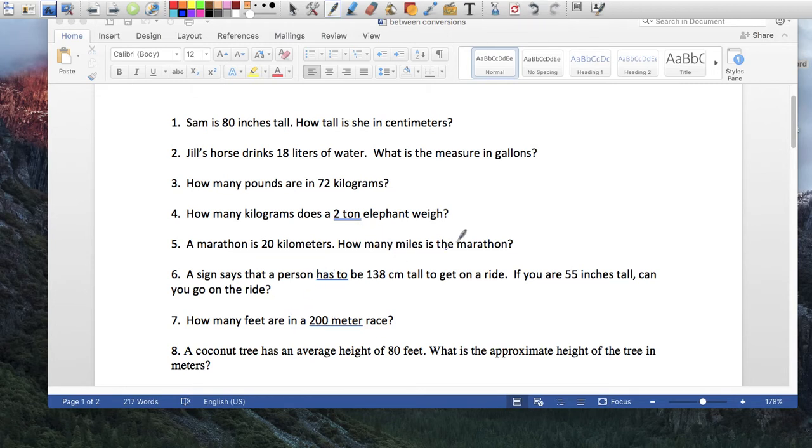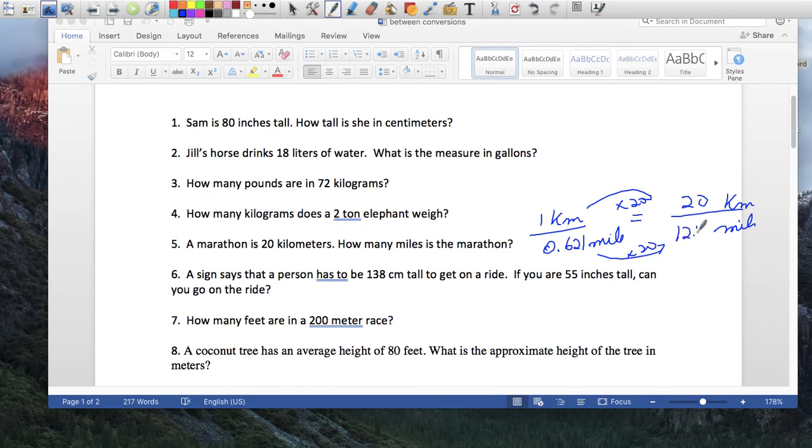A marathon is 20 kilometers. How many miles is a marathon? So we're going from kilometers to miles. On the left side, we're going from metric to customary. 1 kilometer is the same thing as 0.621 of a mile. So on the right side, we're going to write kilometers on the top, miles at the bottom, and 20 kilometers goes on top, times 20, times 20. So 0.621 times 20 equals 12.42 miles. 20 kilometers is the same thing as 12.42 miles.